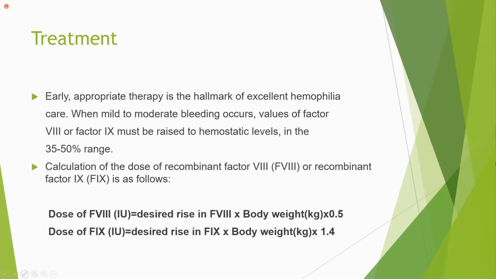Like in cases of mild joint bleeding or any other bleeding, the range is 35 to 50%. So we will require a 35 to 50% rise in the factor. But there are certain conditions in which we need more than 80 to 90% of the factor levels, like in cases of major surgeries, head and neck surgeries, or any major trauma or CNS surgeries, in which there is a high risk of bleeding, like bypass surgeries. So here we need higher factor levels for hemostasis.